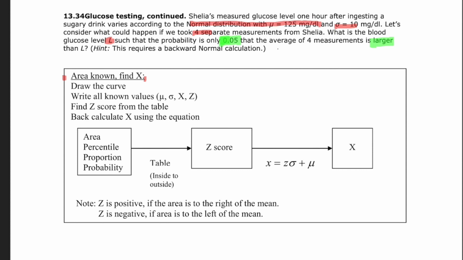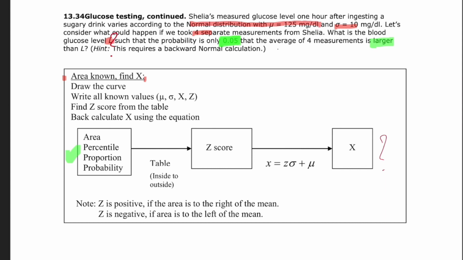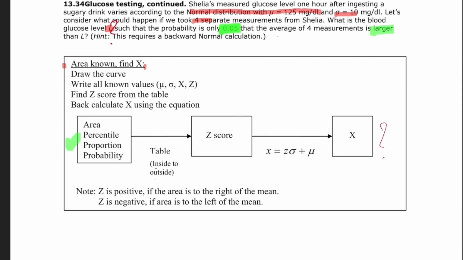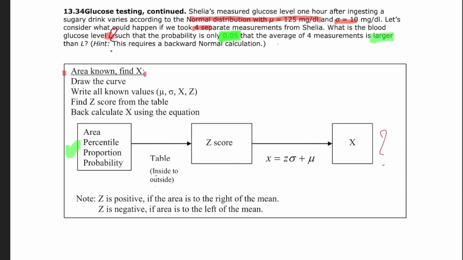So here 0.05 is the area or the probability that is given to us, and we are supposed to find L, or in other words, it's asking us to find this x. So this is a reverse fashion, and we are going to use the table inside out as opposed to the one that we covered earlier. So let's draw the curve to see what they are asking here. They want us to identify L, or that particular level.